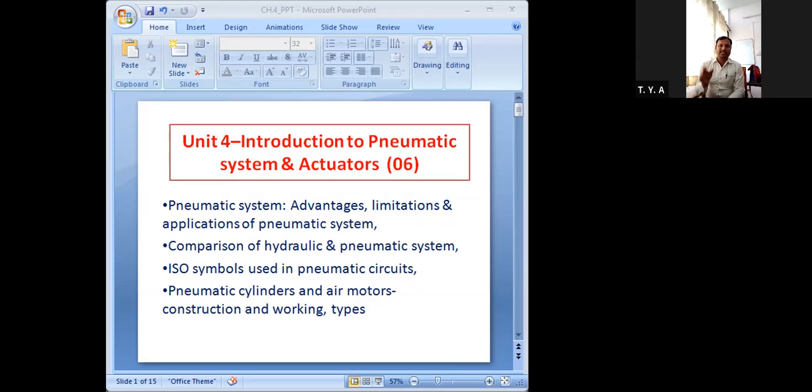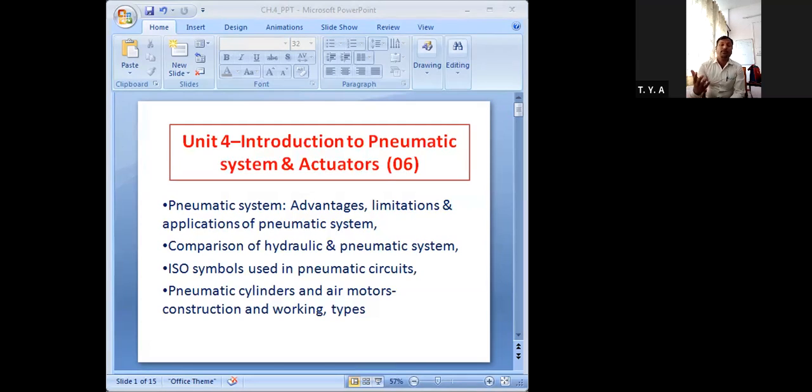Actually, in unit number 1 itself I gave some idea or basic information about pneumatics, and we also discussed the comparison between the hydraulic system and the pneumatic system. But as per the syllabus, now we'll start with pneumatics. In this unit number 4 we are going to cover the basics of pneumatics, the pneumatic system, advantages, limitations or disadvantages, and applications of the pneumatic system.